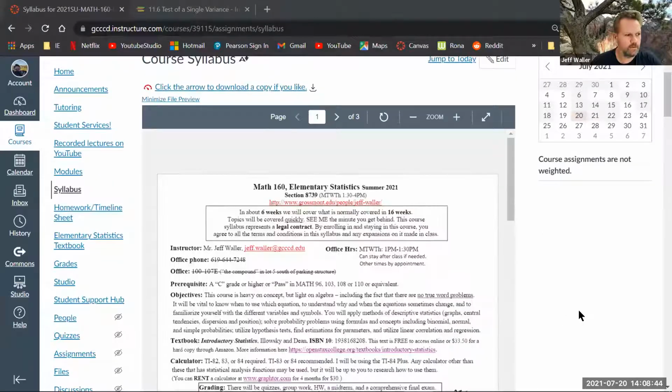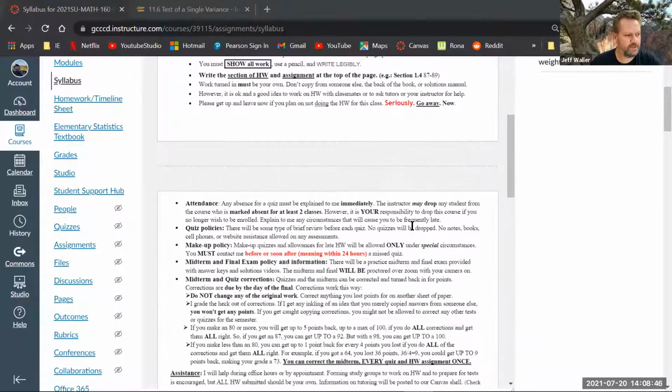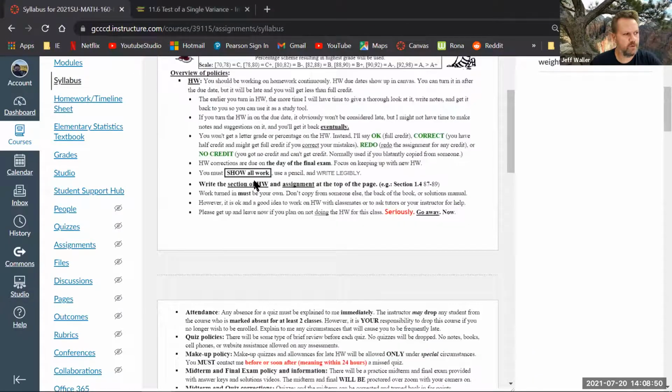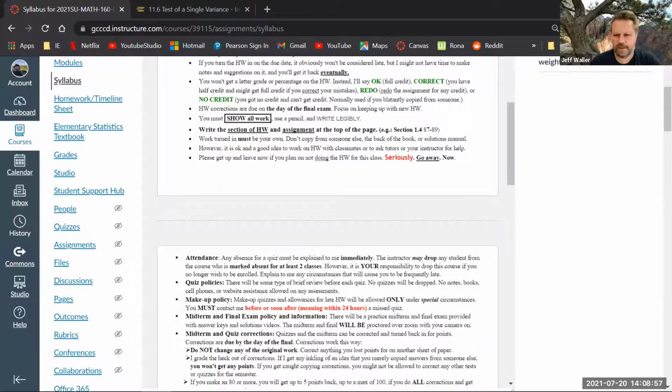There's one shirt that I still need to get. It's in the syllabus. Yes, it's in the syllabus. And I keep saying this: you can do midterm and quiz corrections. You can do homework corrections. Do quiz corrections on the day of the final exam.